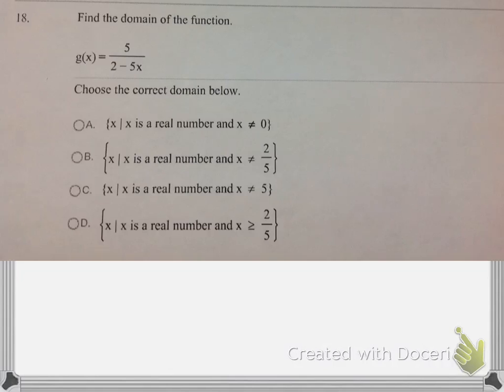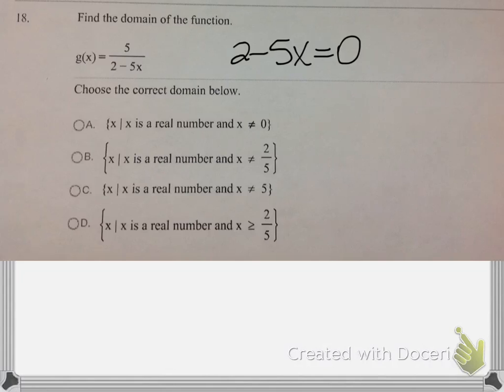So what we're going to do is take your denominator, which is 2 minus 5x, and set it equal to 0, because this is going to give us the value that does create the 0. And once we know what that number is, that's the only number we can't plug in. We can plug in any other number except the answer to that equation.